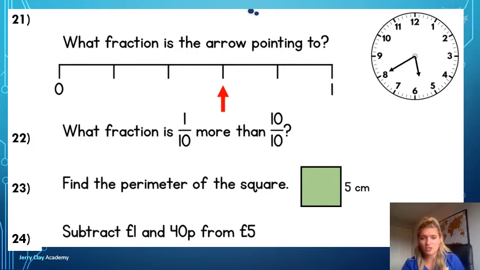Then finding the perimeter of a square. Remember, squares all have the same size lengths on each side. And finally, you're subtracting £1.40 from £5. So thinking about how you're going to show that as well. Once you have had a go at doing all of that, you can press play and we'll see if you've got all your answers correct.